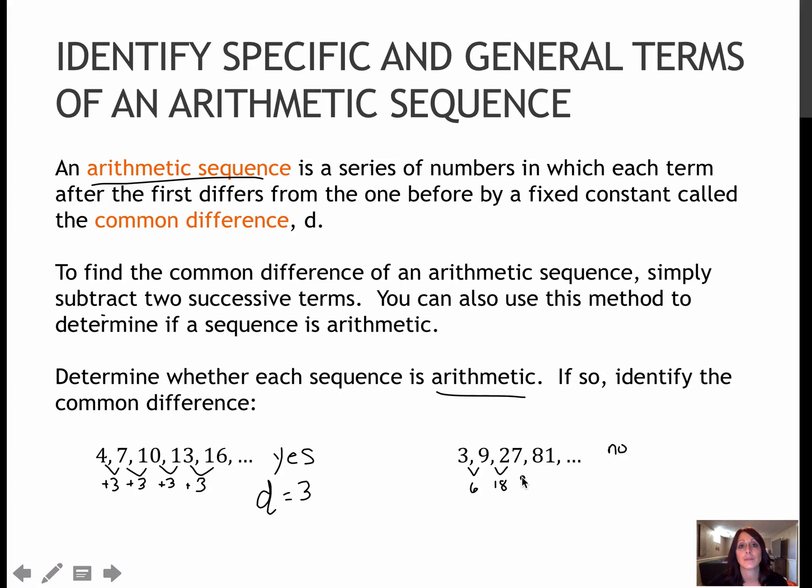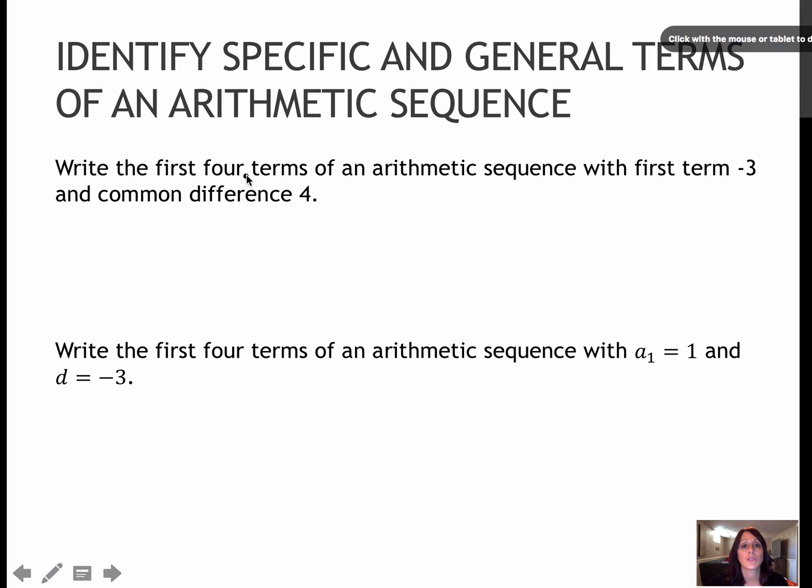arithmetic sequence. So to write the first four terms of an arithmetic sequence with the first term of negative 3 and a common difference of 4, we're going to obviously write the first term, and then we're going to use that common difference of positive 4 to add 4 to give me 1, to add 4 again to give me 5, to add 4 again to give me 9, and then we're just going to put the dots so that we can see that that would continue.